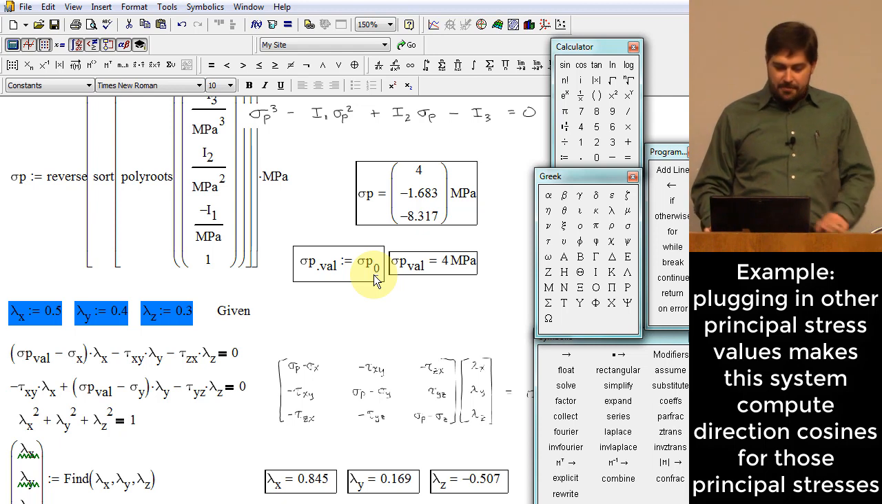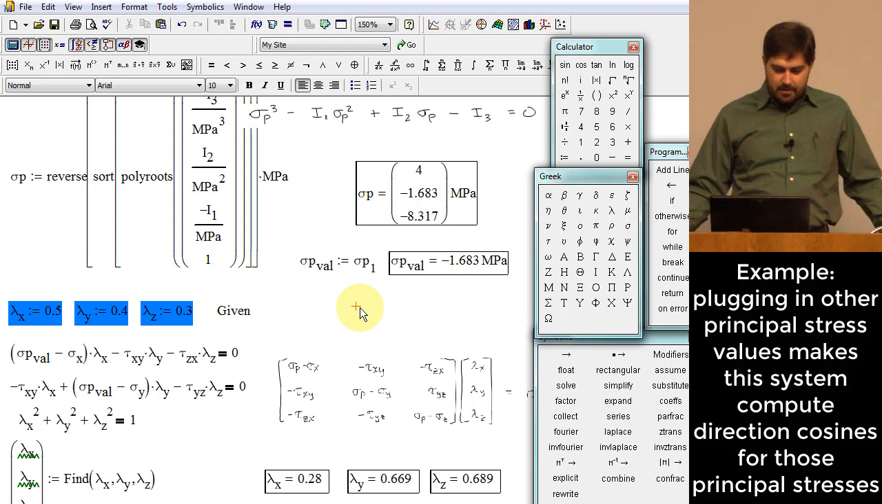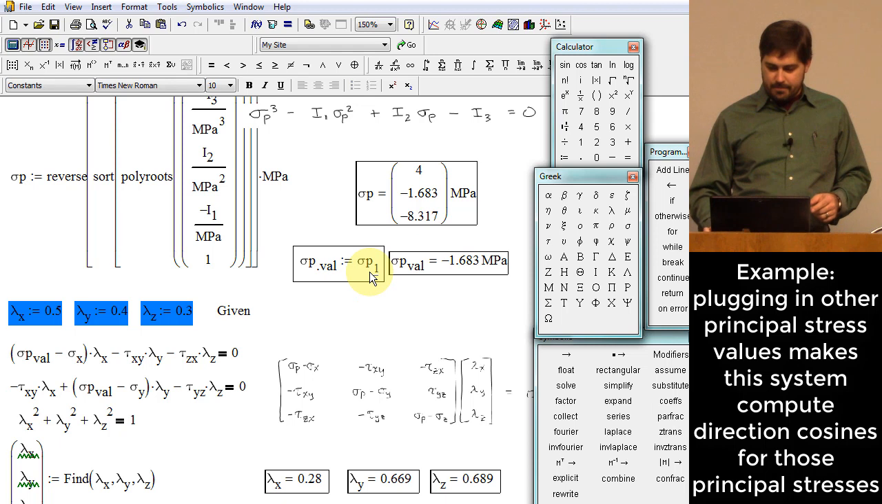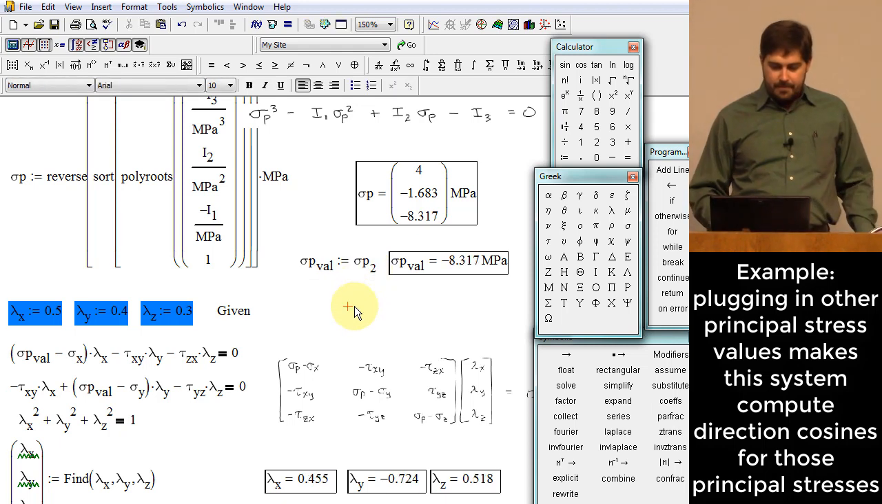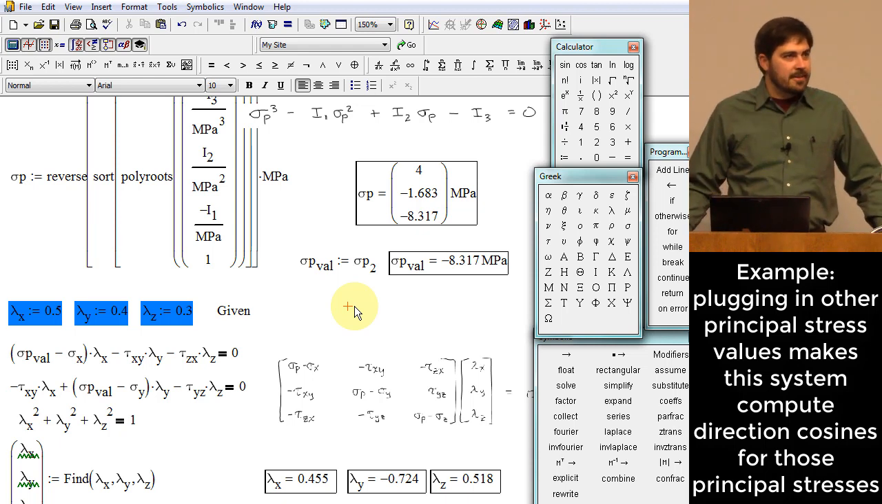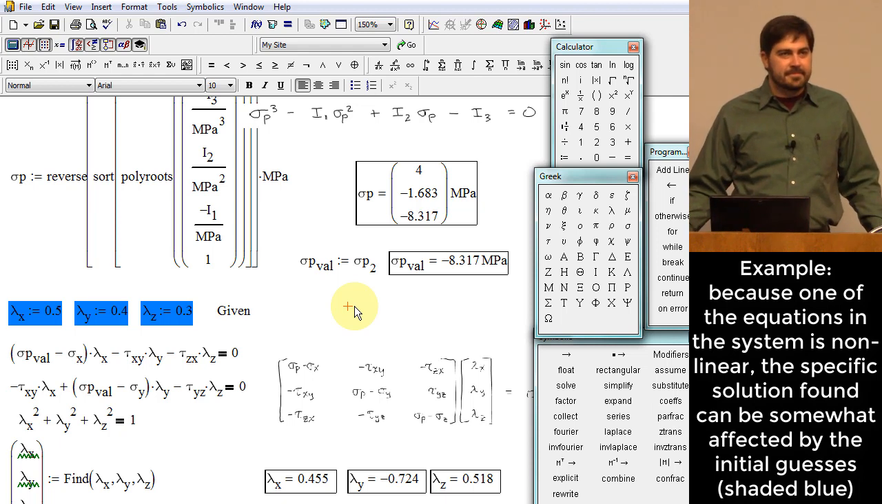Okay? I just have to feed this a different particular value, right? If I put this in as a 1, then it will give me direction cosines for that principal direction. All right? What if I put in a 2 here? That's my most negative principal direction, and those are the direction cosines that define that direction.